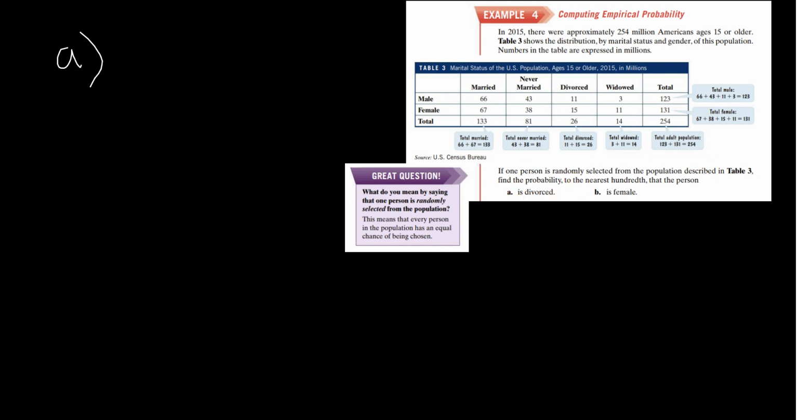Well, what we're going to do is say we just want to find out if they're divorced. Doesn't matter if they're male, doesn't matter if they're female. Looking here, there are 26 million people that are divorced. So we would say 26 divided by how many people? Well, there are 254 million people, or we're just going to put 254 because we know that all these numbers are in millions. 26 divided by 254, and I haven't had to use my calculator yet. There it is, I didn't know where it was.